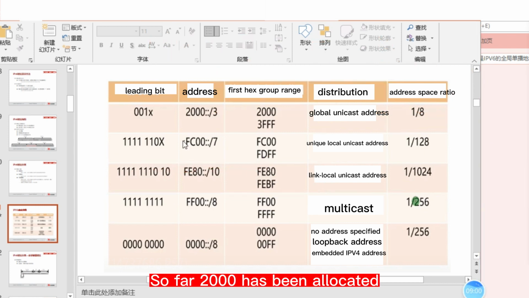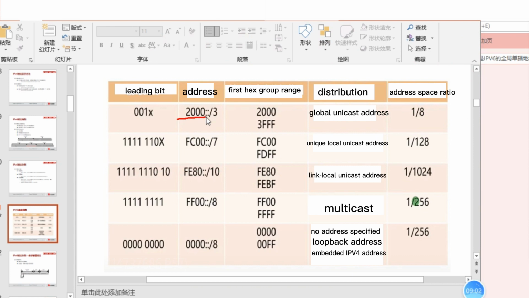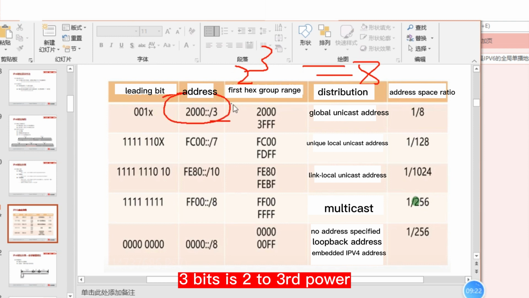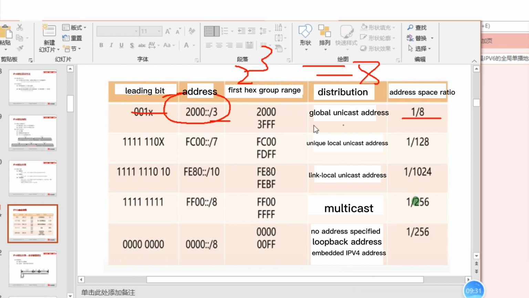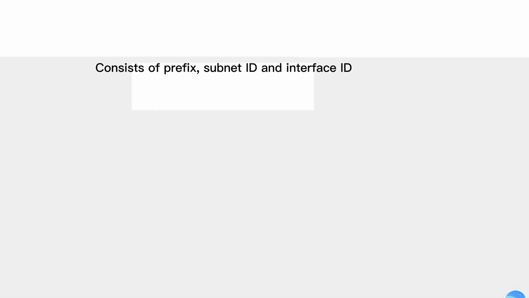So far the 2000 range has been allocated, so the ratio is 1:8. It's 3 bits, and 3 bits is 2 to the third power, which equals 8, so it's 1:8. This is the range of global unicast addresses. And then how do you get it?